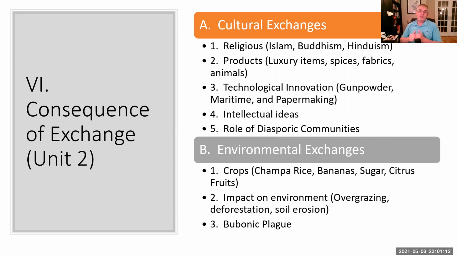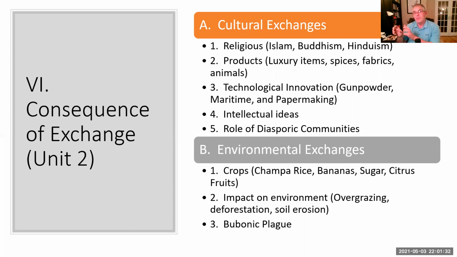Then we have environmental exchanges. Crops are moving across these trade networks. And plants that are not indigenous to an area will be cultivated in a new area. For example, Champa rice, indigenous to Vietnam, cultivated heavily in the northern parts of China.